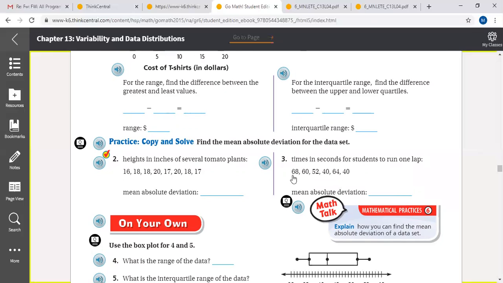Then we will subtract 54 from all of these values. If we subtract, it will be 14, 6, 2, 14, 10, and 14. If we add all of these values, it will be 60. Then we will divide it by 6. So 60 divided by 6 equals 10. So the mean absolute deviation is 10.